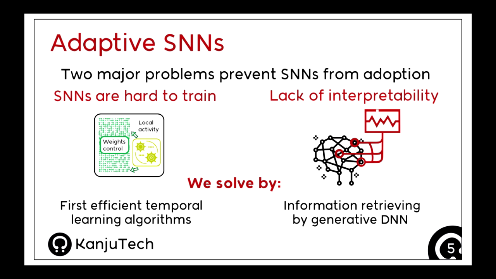But it's also very hard to interpret the signal when it's going through the spiking neural networks. It essentially loses the nature of the information itself, and it's very hard to reconstruct the data from the activity of spiking neural networks. And we try to solve these issues in our research.